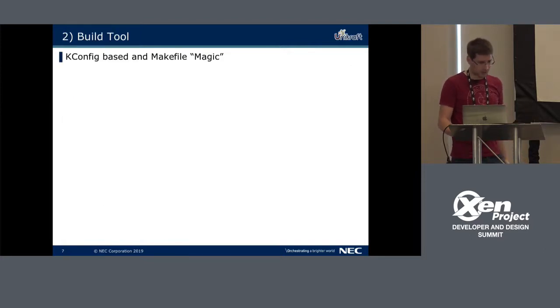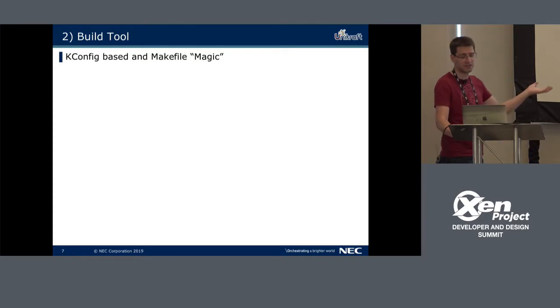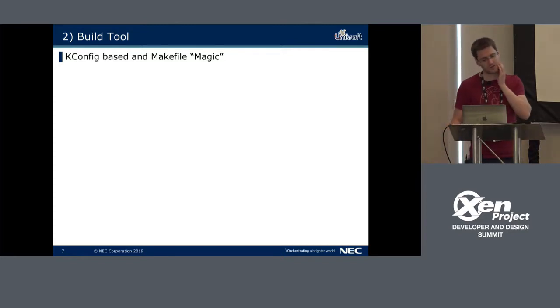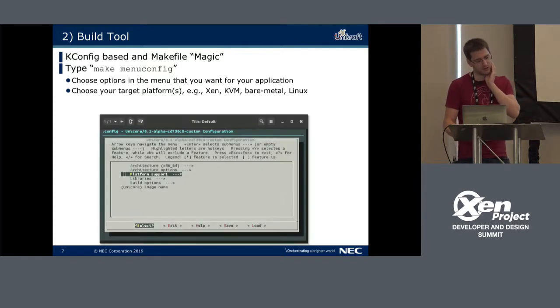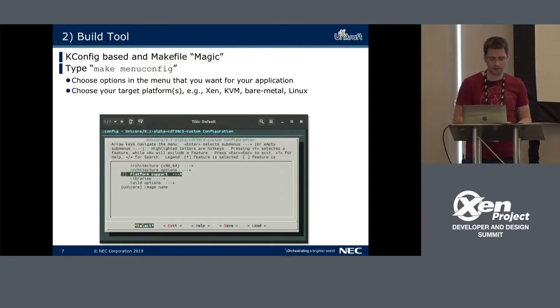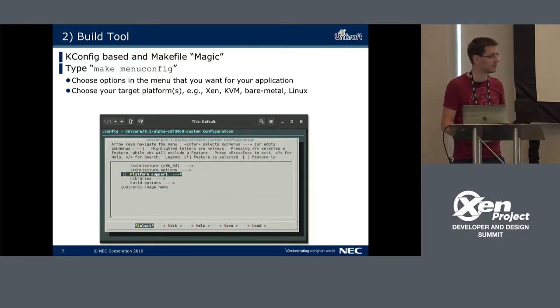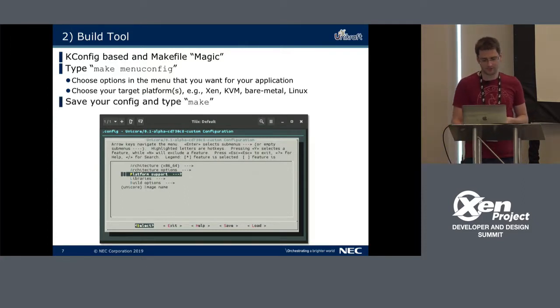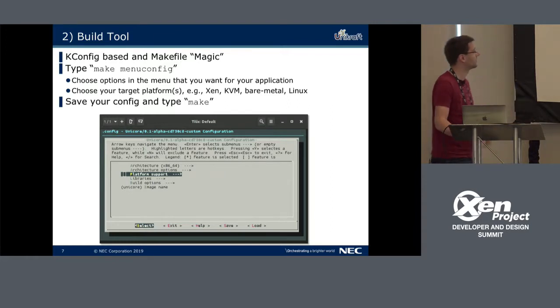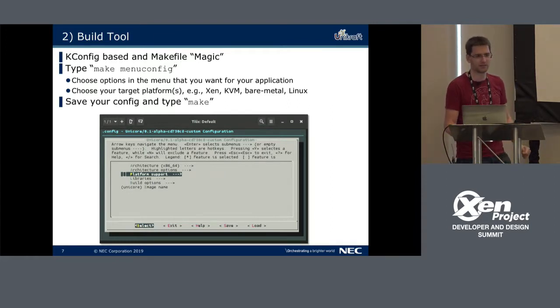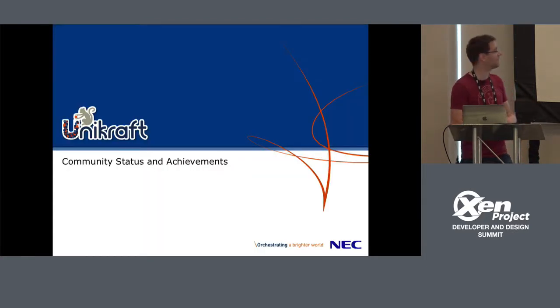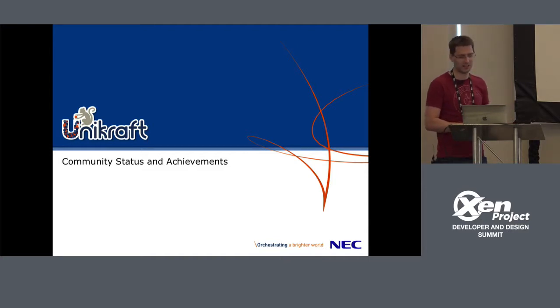Our build tool that we have is actually makefile based. We stole kconfig from Linux. Also, the whole flow is really close to what you do with the Linux kernel. So you have make menuconfig, you do the selection of options over there, you have a .config. And right, you save your config and type make, and the whole thing starts to build you the images. So this was a really short recap. Now let's talk about the community status and what we achieved so far.